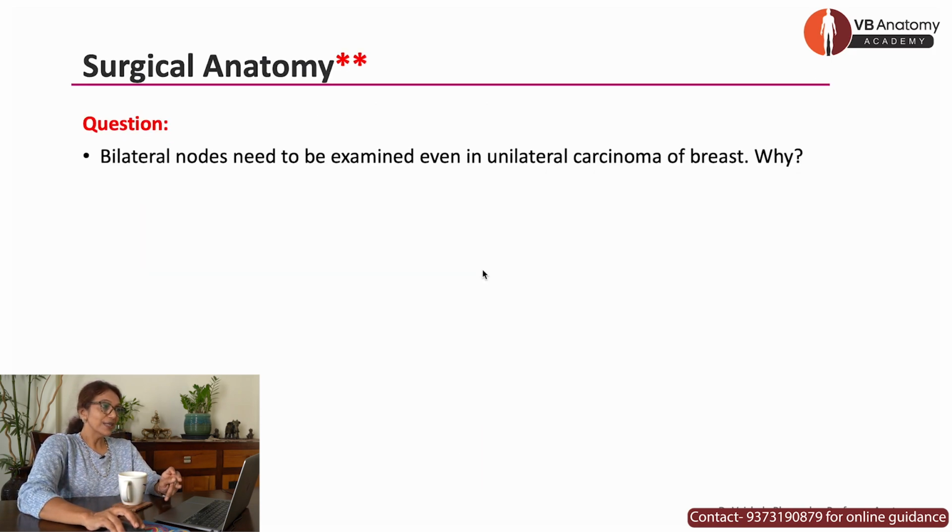So, question is, let's ask ourselves some questions to see if we've really understood this. I've given you a lot of information. Have we really found anything useful here? Bilateral nodes need to be examined even in unilateral carcinoma of breast. Why? Can you explain? I'm sure you know the answer to this.